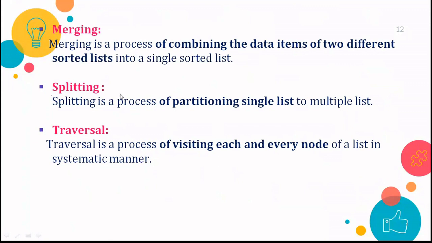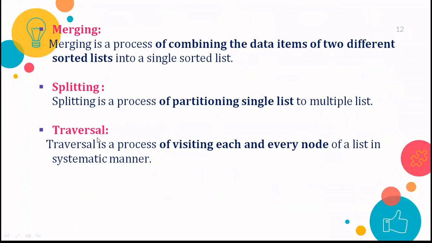Then we have splitting, and in splitting what we do is divide the given list into two or three, whatever your partitioning rate is, whether you want to divide it into two parts, three parts or four parts, again depending on that. And with the help of this we create multiple lists, right?